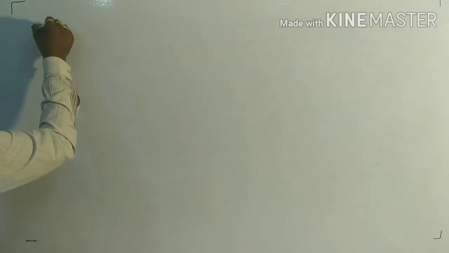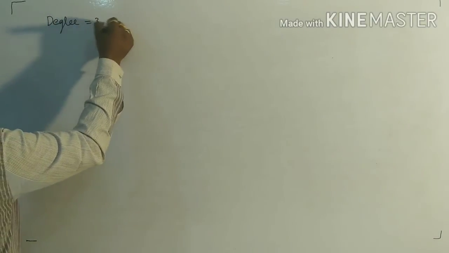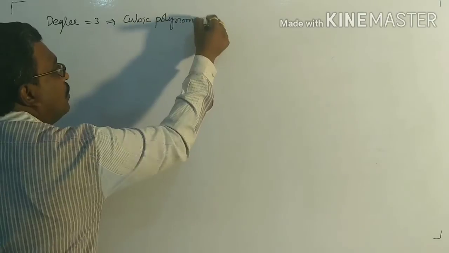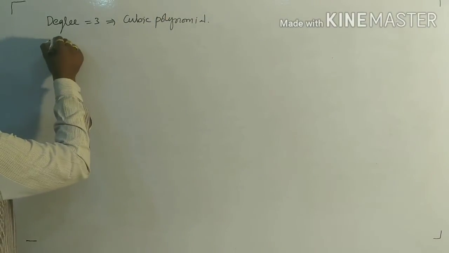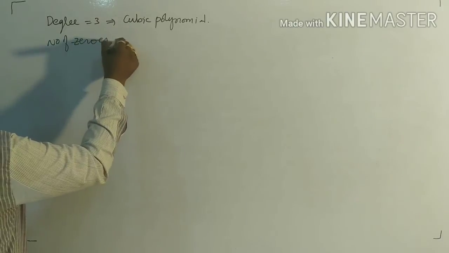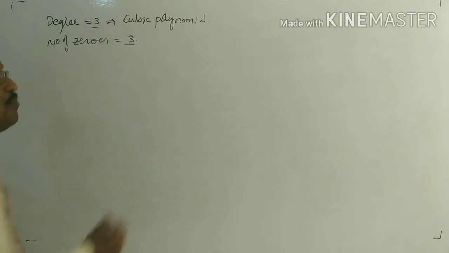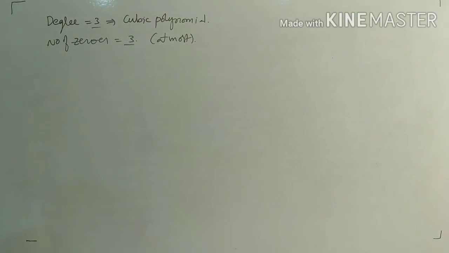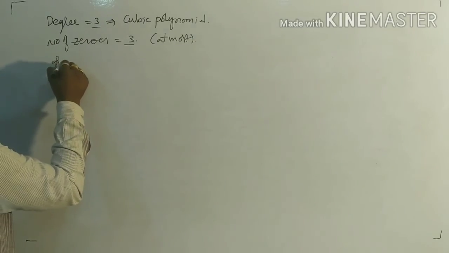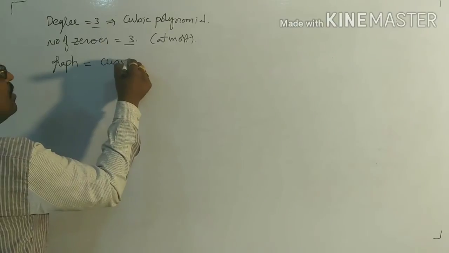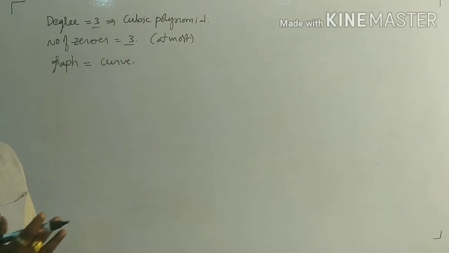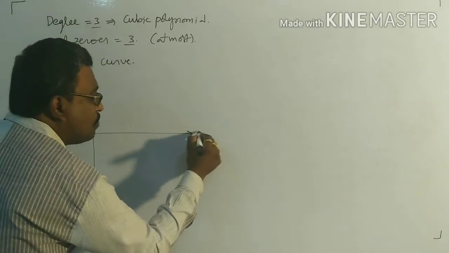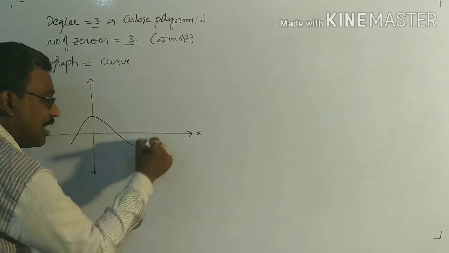Okay, if degree is 3, then what is this? Cubic polynomial. So the number of zeros is at most 3. Good. What is that? At most 3. So it has at most 3 zeros. And the shape of the graph is just a curve. For more than degree 3, all are curves only. That means on the x-axis and y-axis on a Cartesian plane, the graph will exist like this.